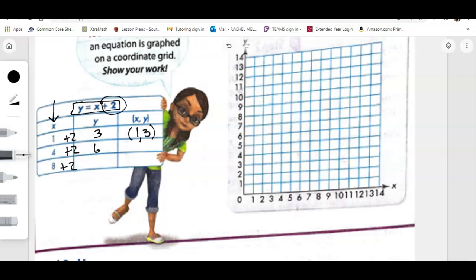4 plus 2 is 6. So my second ordered pair is 4, 6. 8 plus 2 is 10, so this ordered pair is 8, 10. Okay, remember x is over, y is up. So I need to go over 1, up 3. Over 4, up 6. Over 8, and up 10.